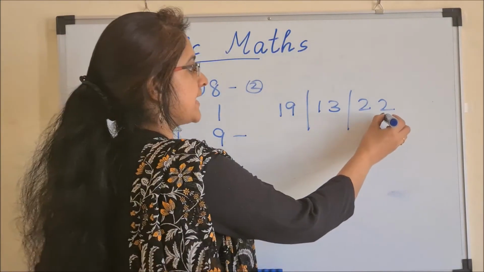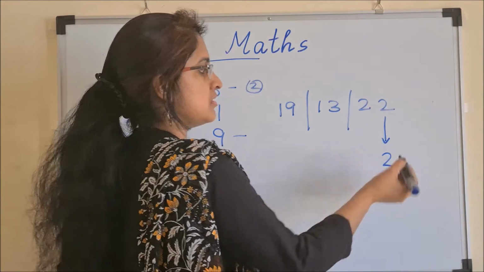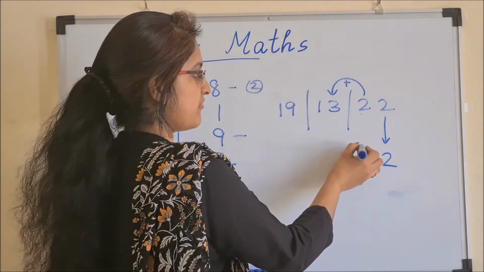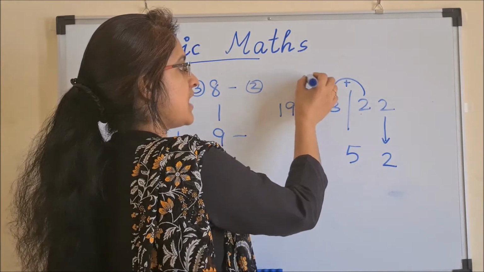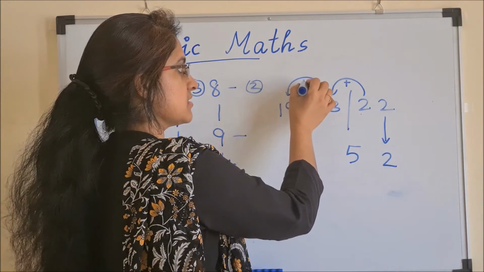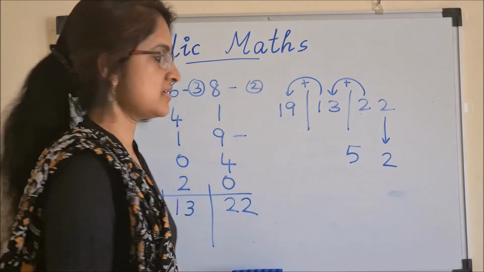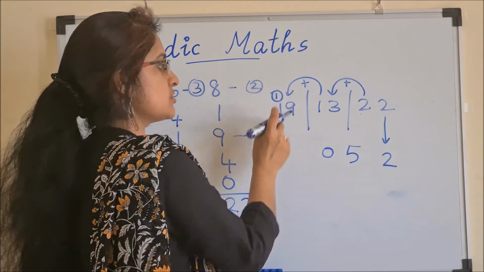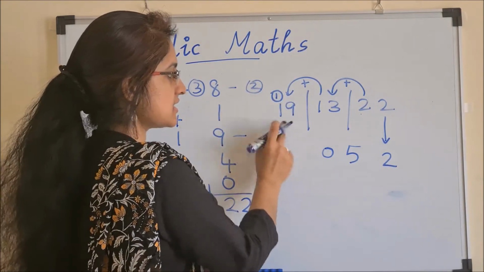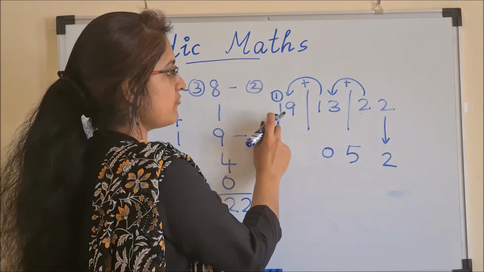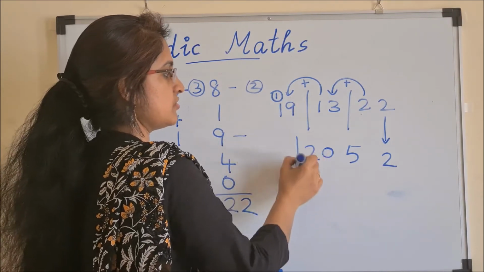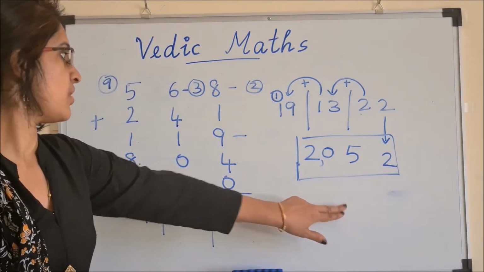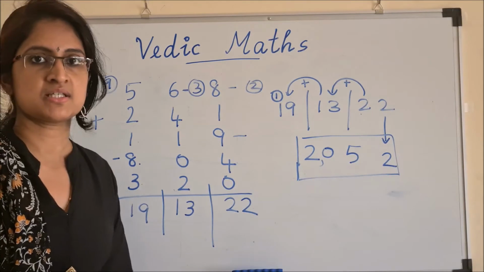So this 2 will come down as 2. Then this 2 will be added to 3, so the answer will be 5. This 1 will be added to 9. So 1 plus 9 is 10. So you will only write 0 here and 1 will be carried forward to this one. So this digit will become 1 plus 1, 2. Final answer is 2052. That is the sum of these 3-digit numbers.